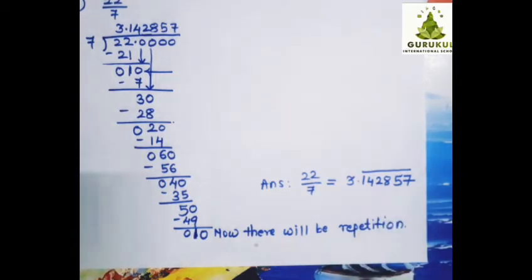Okay, so this was a somewhat different type of division of rational numbers, or converting the rational numbers into decimal form. Okay, now let's go for the next problem.